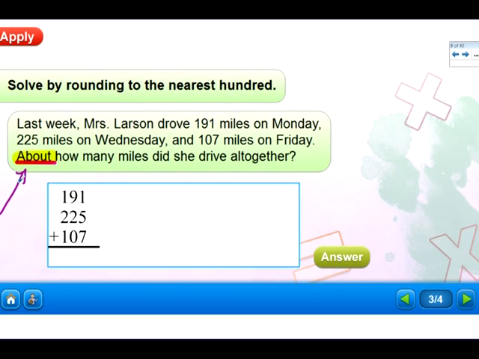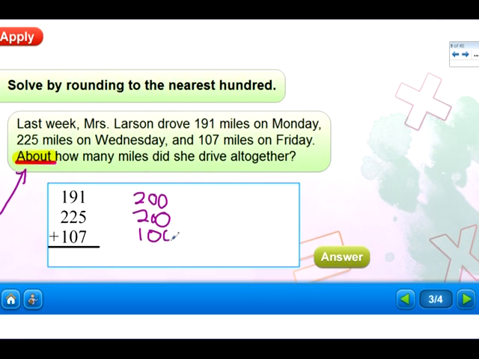Whenever you see it in a problem-solving problem, I want you to think estimate. I want you to think round. When you round and estimate, you're going to get an about number. About how many miles did she drive? Well, let's estimate. 191, is that closer to 100 or 200? It's closer to 200. 225, closer to 200 or 300? 200. And 107, closer to 100 or 200?